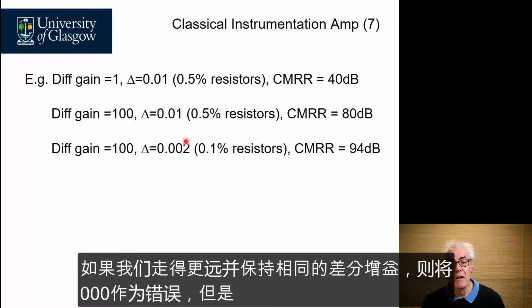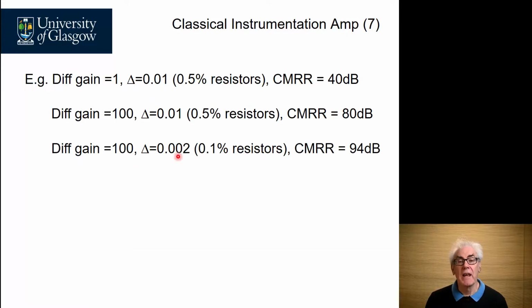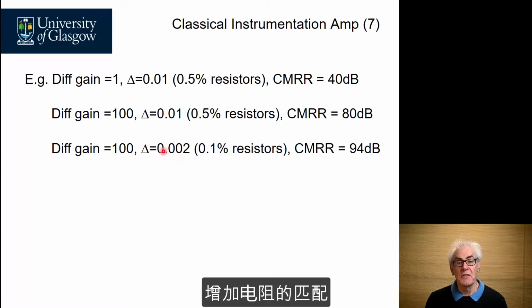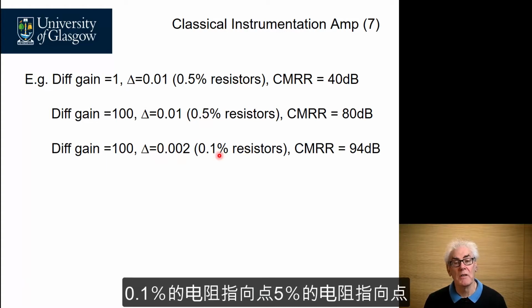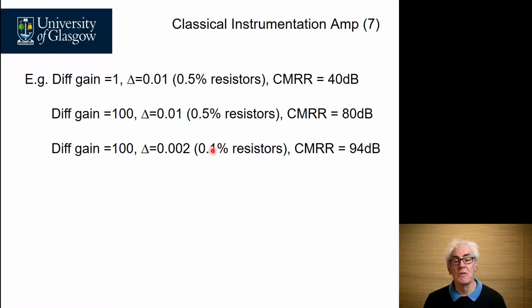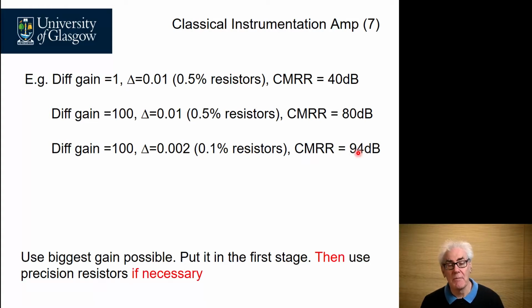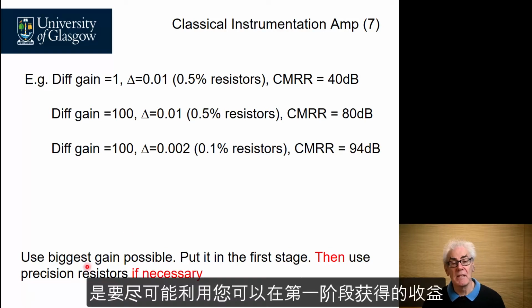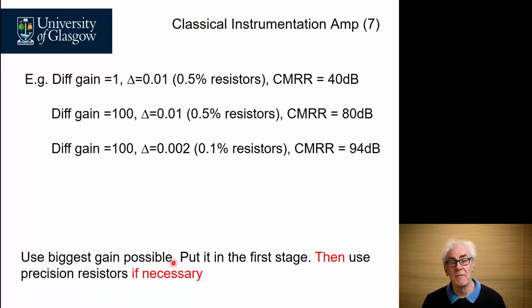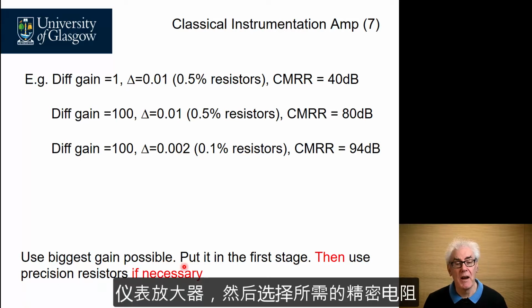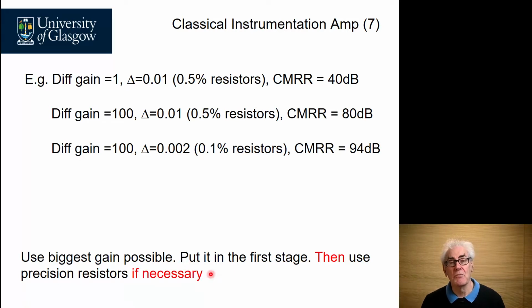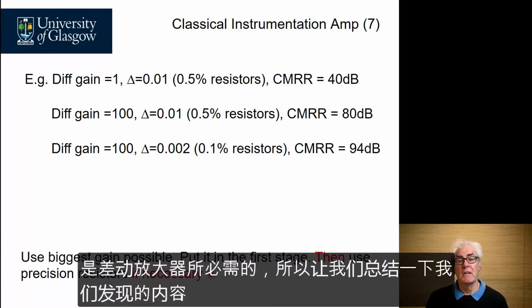So instead of 1 in 100, it rises to 1 part in 10,000 as an error. If we go further and keep the same differential gain, but increase the matching of resistors from 0.5% resistors to 0.1% resistors, we now have a common mode rejection ratio of 94 dB. So the secret of designing very good instrumentation amplifiers is to use the biggest gain possible that you can put in the first stage of the instrumentation amplifier, and then select the precision resistors that you require as necessary for the difference amplifier.